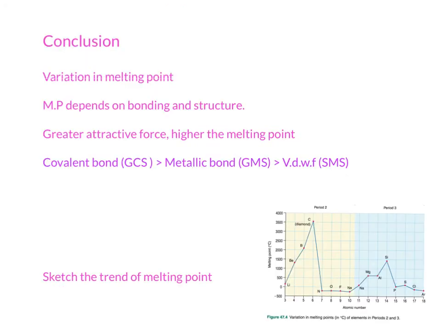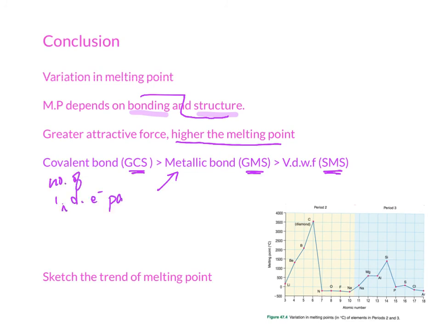So conclusions: the variation in melting point will depend on bonding and structure. All the time you talk about the structure and bonding. Remember, normally structure goes first. Then the greater the attractive force, the higher the melting point. Normally for covalent bonds in GCS, we need to break more covalent bonds. So we talk about GCS having a higher melting point than GMS, and higher melting point than the SMS.